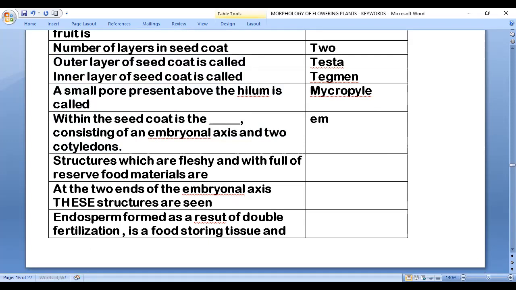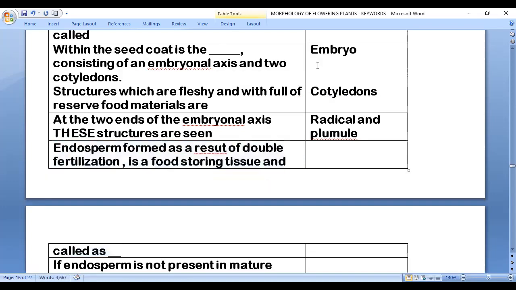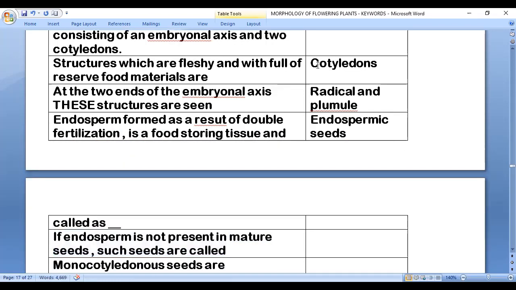Within the seed coat is the embryo, consisting of an embryonal axis and two cotyledons. The structures which are fleshy and full of reserve food materials are the cotyledons. At the two ends of the embryonal axis, these structures are seen: radicle and plumule. Endosperm formed as a result of double fertilization is a food storing tissue, and such seeds are called endospermic seeds. If endosperm is not present in mature seeds, the seeds are called non-endospermic seeds.